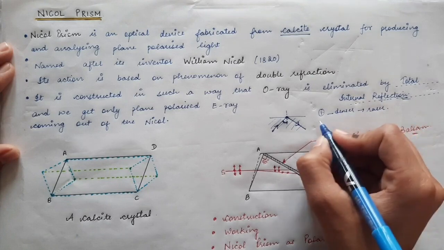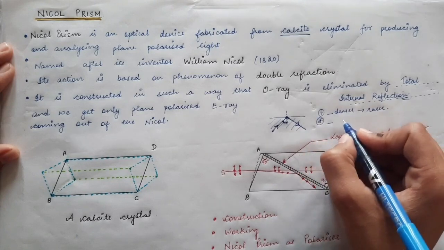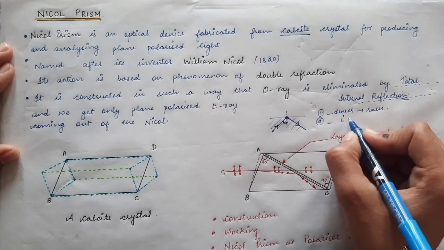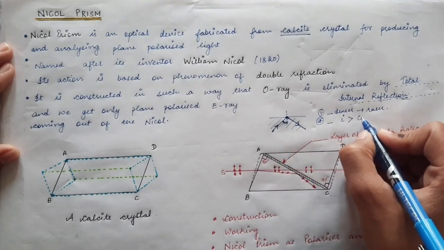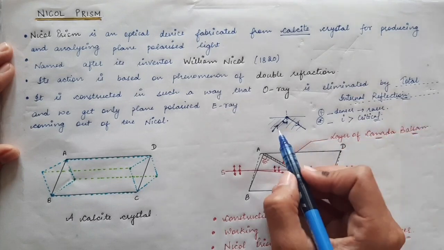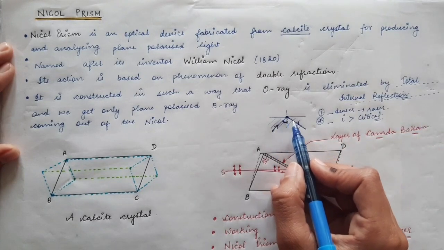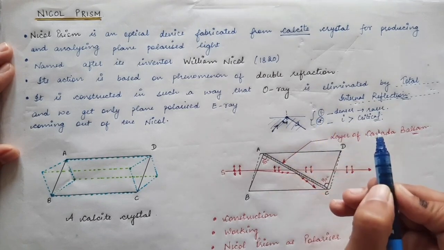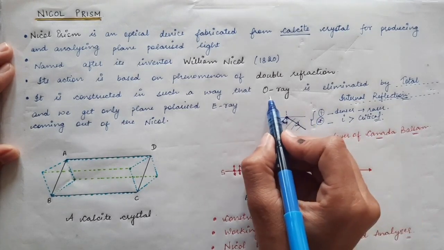So this is the first condition. And the second is that the angle of incidence at the denser medium must be greater than a certain angle which is called the critical angle. Only then the incident light will get reflected completely.